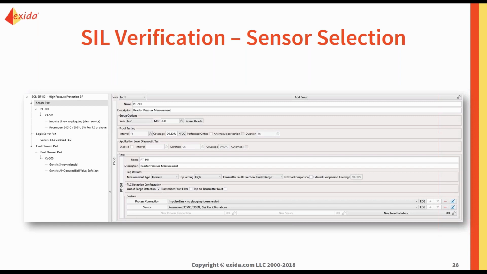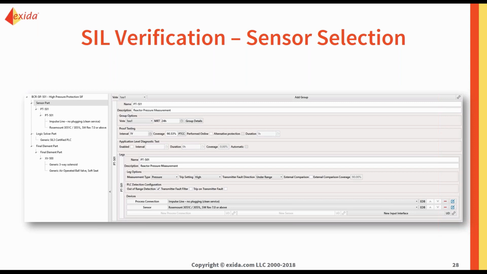For your sensors, your leg options include the measurement type. Here it's pressure. Your trip setting, is it high or low? Your transmitter fault direction, so if you have a problem with your transmitter, does it drive the signal over range or under range? Do you have external comparison? And if so, what is that comparison coverage factor? Then there's some PLC configuration options.